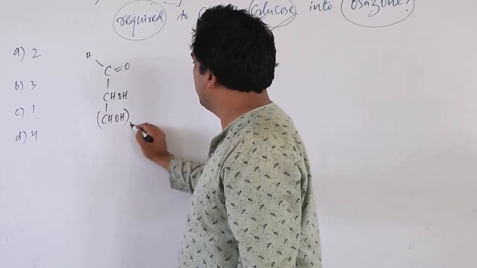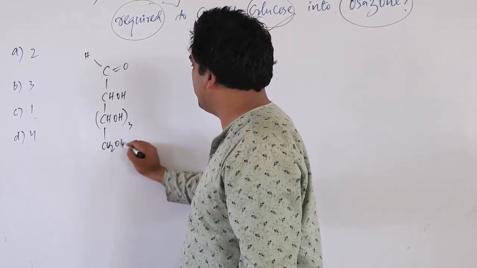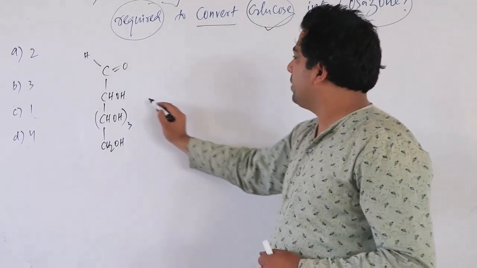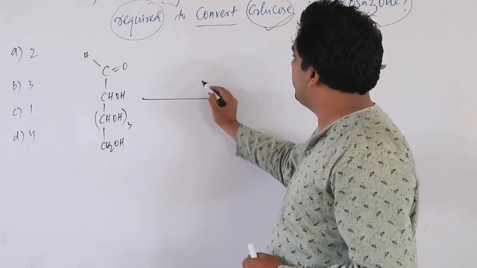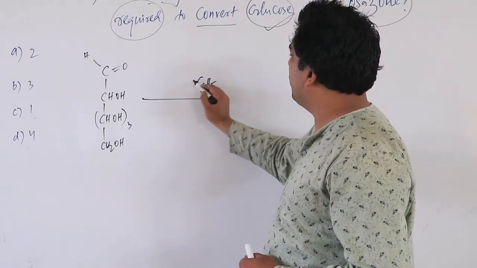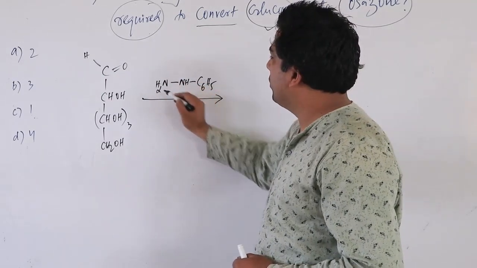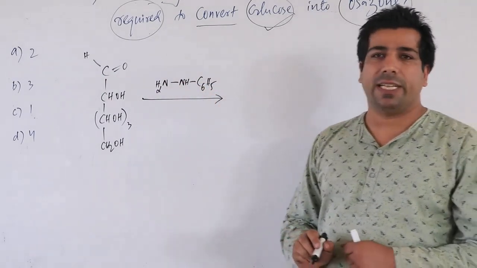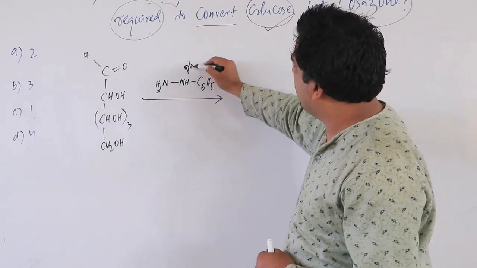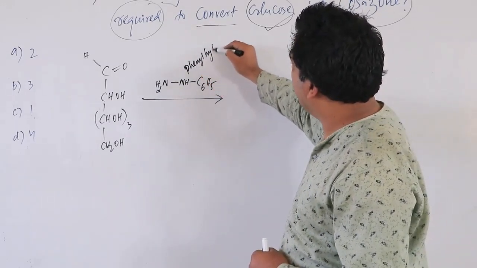CHOH three times, then CH2OH. Correct? Now let's take on first phenylhydrazine: C6H5 NH then NH2. So just now I told you this is our phenylhydrazine.